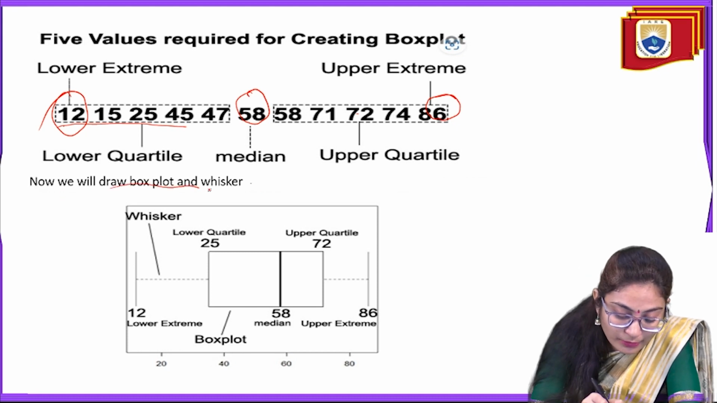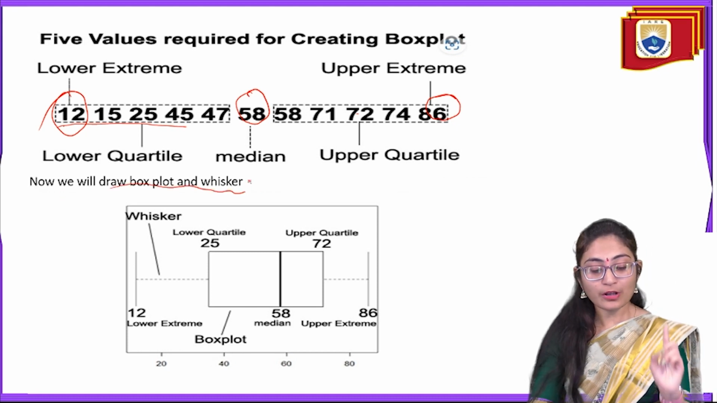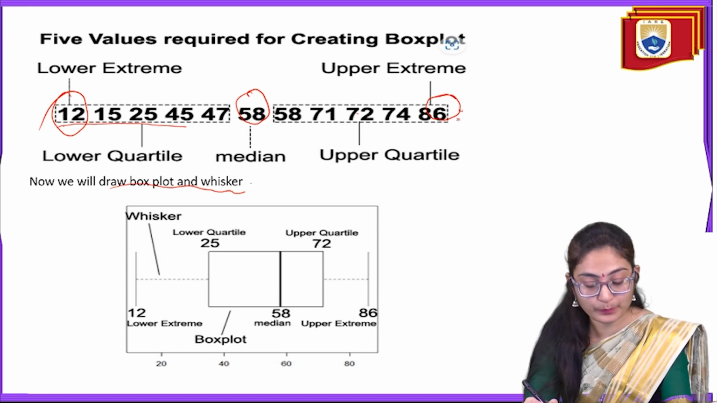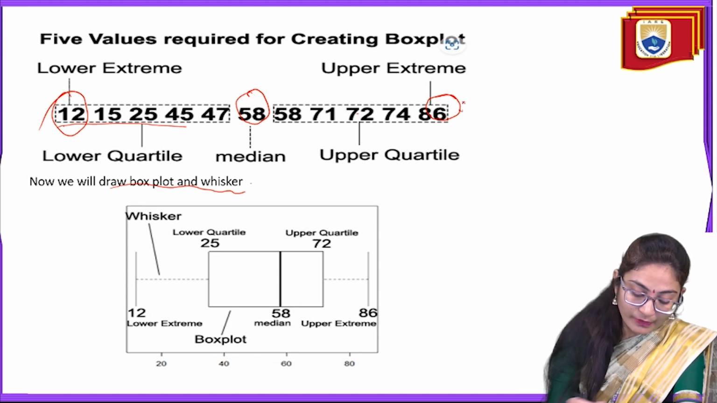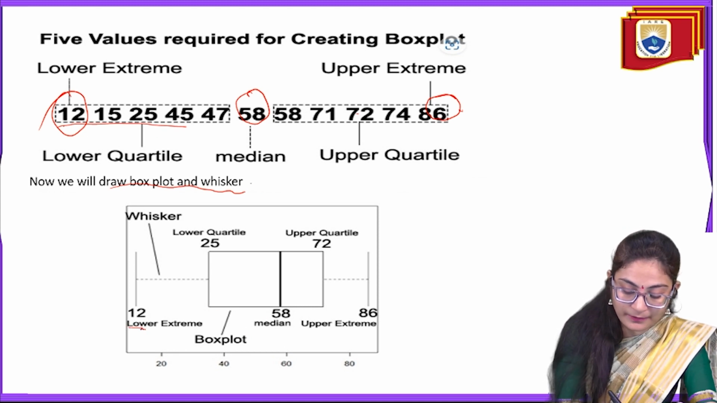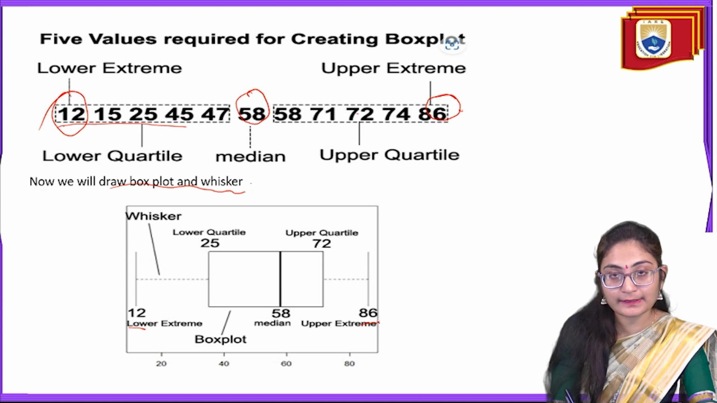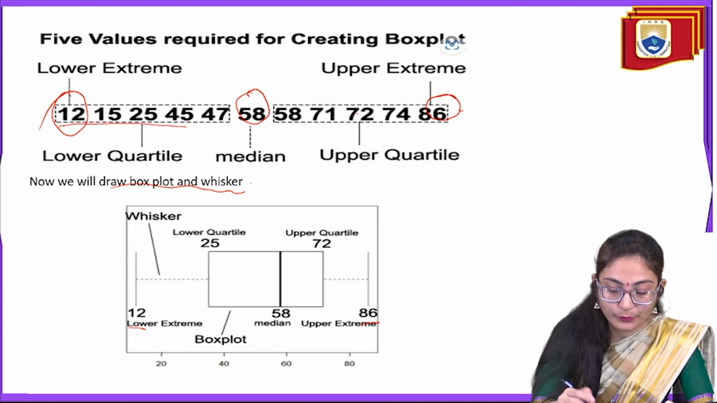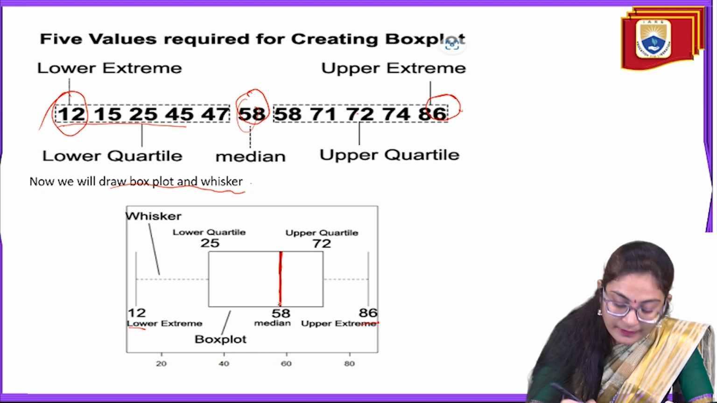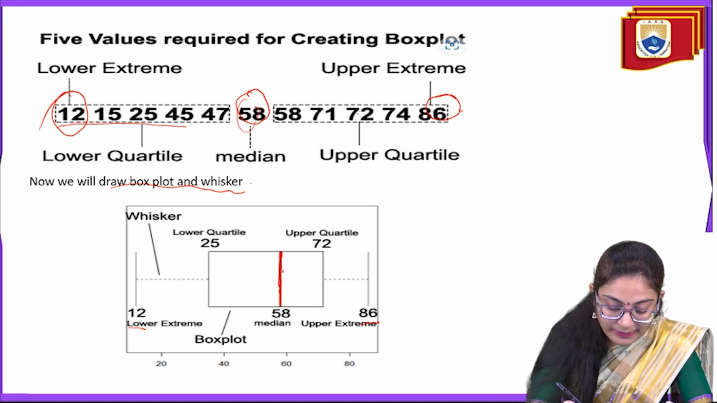So now we will draw the box plot and the whisker. On the basis of these values, we will plot our box plot. The lower value is 12, the upper value is 86. After that, we have to find the median. We got the median as 58, so this is your median value.